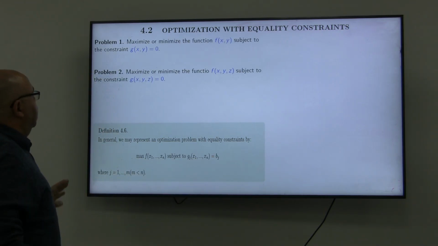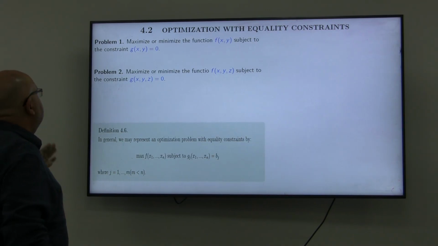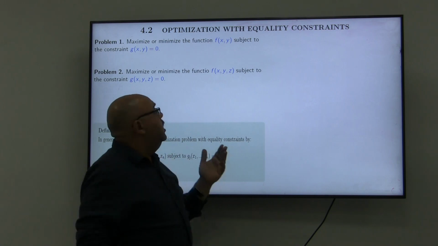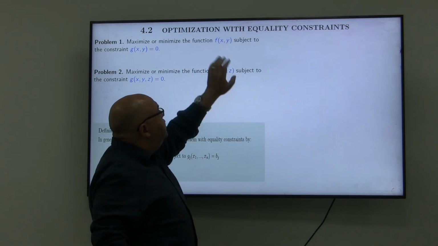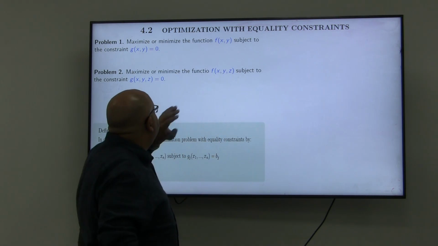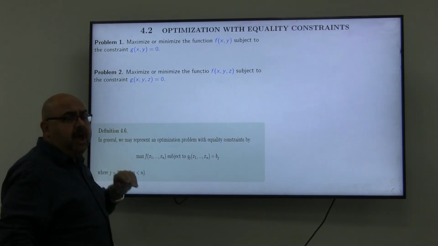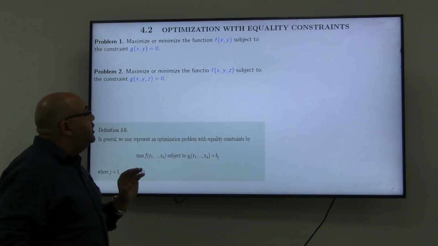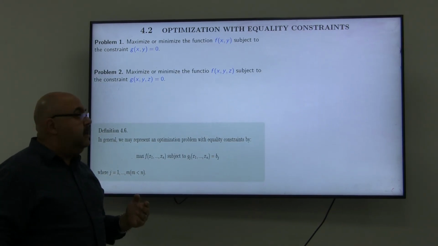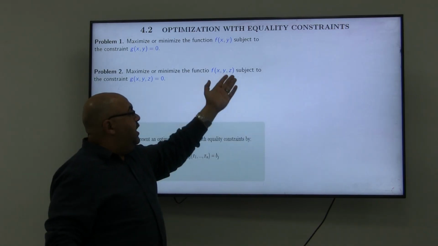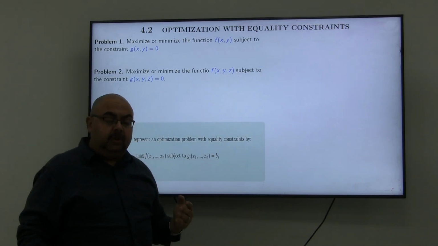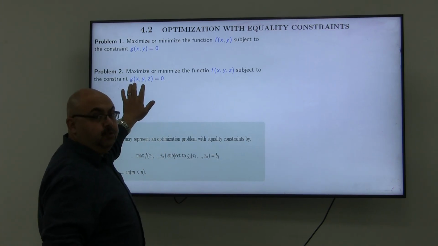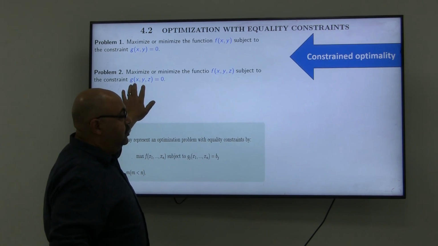So we will deal with two optimization problems. The first of them is maximizing or minimizing, as I told you, a function f of x, y, which is a function in two variables, subject to a constraint of the type g of x, y equal to 0, or extending this problem to three dimensions. So I would have x, y, and z, which is a function in three variables, and also subject to the constraint of g of x, y, z equal to 0, as you can see.